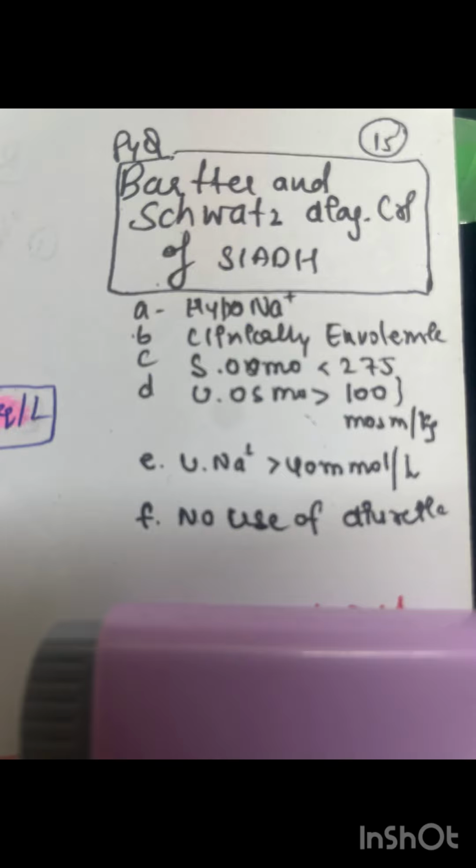So in this scenario, you can see the serum osmolarity 255 means less, and urine osmolarity 350, that is more than 100. And urine sodium more than 40, here 110 is given, so that is the criteria of SIADH.